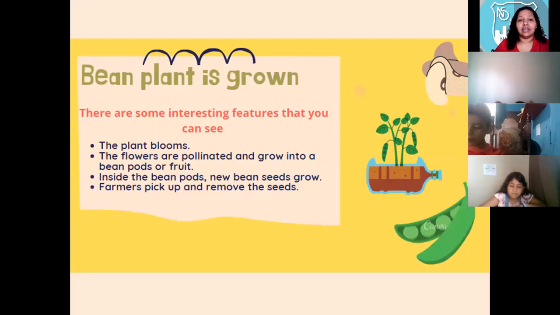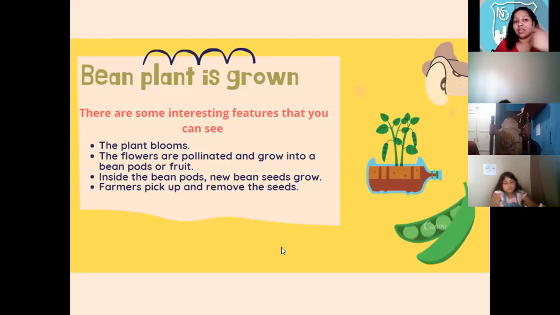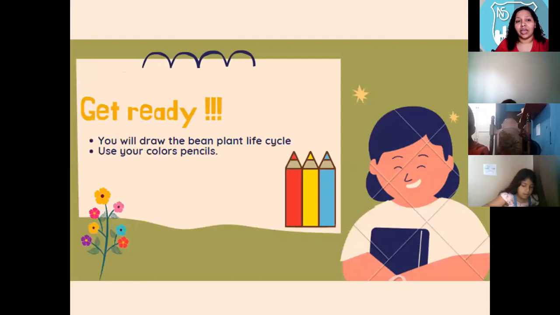When a bean plant is grown, there are some interesting features that you can see. The plant is going to bloom. The flowers are pollinated and grow into bean pods or fruits. Inside the bean pods, new bean seeds grow. Okay, if you see over there, we have new green beans. And the farmer picks out and removes the seeds again. This is a process that happens all the time. It's something that happens over and over and over again.